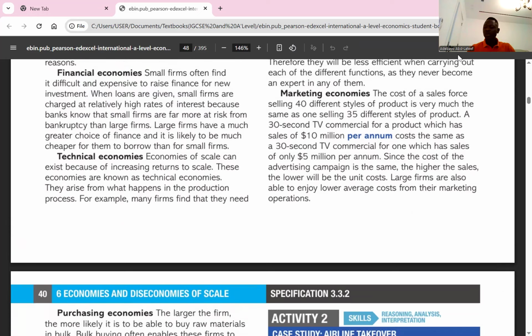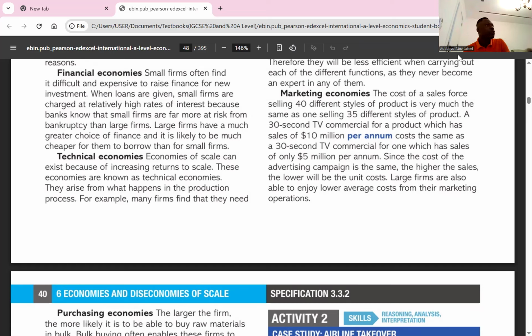For marketing economies, here we're talking about your advertisements. So here I wrote, this occurs because large firms are able to enjoy lower average cost from their marketing operations. A large firm, when it pays for advertisement, because it operates on a large scale, might have a different product range which will be used for the same advertisement. So your cost of production will be distributed among your product range. Which means you have reduced cost for each product you are advertising compared to a small firm which has only one product range, which has only one product type.